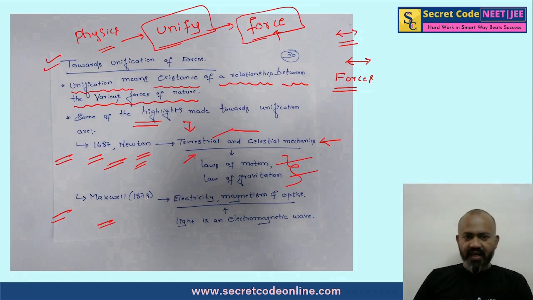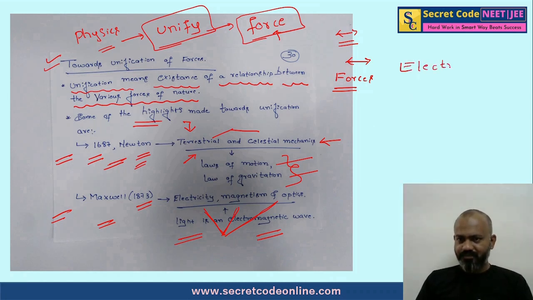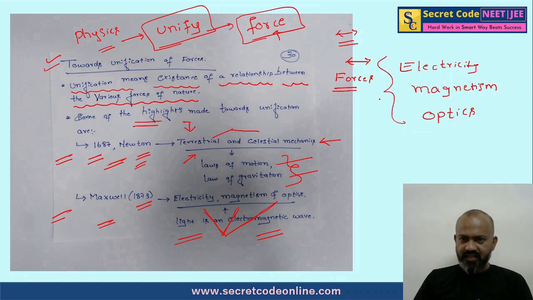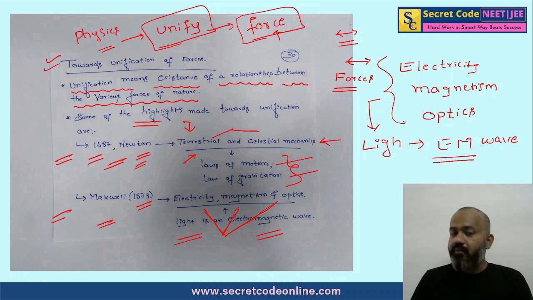Then comes Maxwell. In the year 1873, Maxwell showed that electricity, magnetism, and optics are nothing but electromagnetic waves, and he told that light is an electromagnetic wave. He took the concepts of electricity, magnetism, and optics, and by using these three concepts, he showed that light is an electromagnetic wave. This was the unification work made by Maxwell.